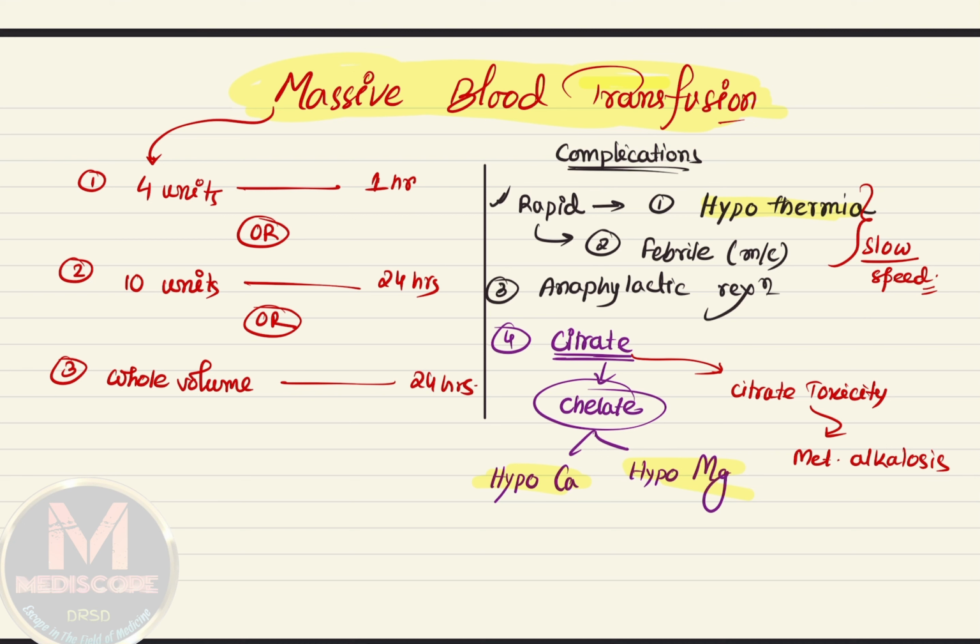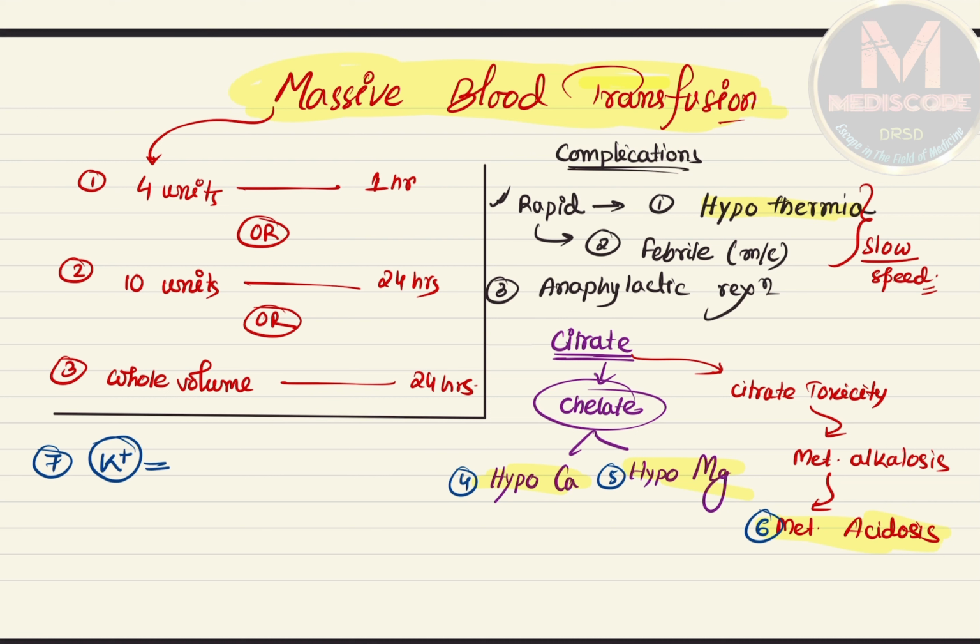Later on, and this is important, this metabolic alkalosis is converted to metabolic acidosis. So we have hypothermia, hypocalcemia, hypomagnesemia, and metabolic acidosis. What about potassium? The stored RBCs are lysed inside the blood vessels, leading to potassium release, which can cause hyperkalemia. The acidosis can also increase the potassium. Please remember, hyperkalemia was asked in a question, and metabolic acidosis is also important.